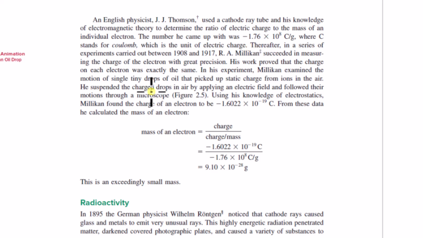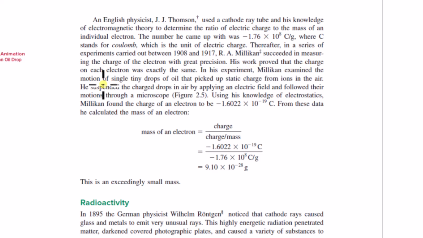What's that ratio? Thomson couldn't get the exact mass of the electron right away, but he was able to determine this ratio of the charge to mass of the electron, which is still very powerful. Thereafter, in a series of experiments carried out between 1908 and 1917, R.A. Millikan succeeded in measuring the charge of the electron with great precision. Now that you have a precise measurement of the charge of the electron and the charge to mass ratio, you can determine the mass of the electron.